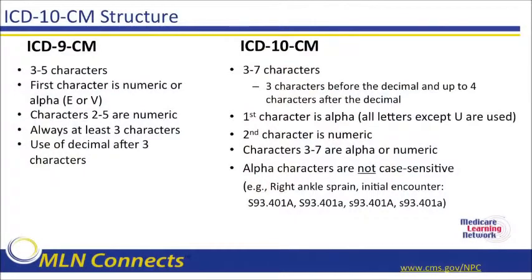Slide 3 shows the differences between the ICD-9-CM and ICD-10-CM code structure. ICD-10-CM codes have 3 characters before the decimal and up to 4 characters after the decimal. Codes are alphanumeric, with the first character always being alpha. All letters except the letter U are used. Alpha characters are not case sensitive, as depicted in the right ankle sprain example, whereby the alpha characters can be either lower or uppercase without affecting the code meaning.